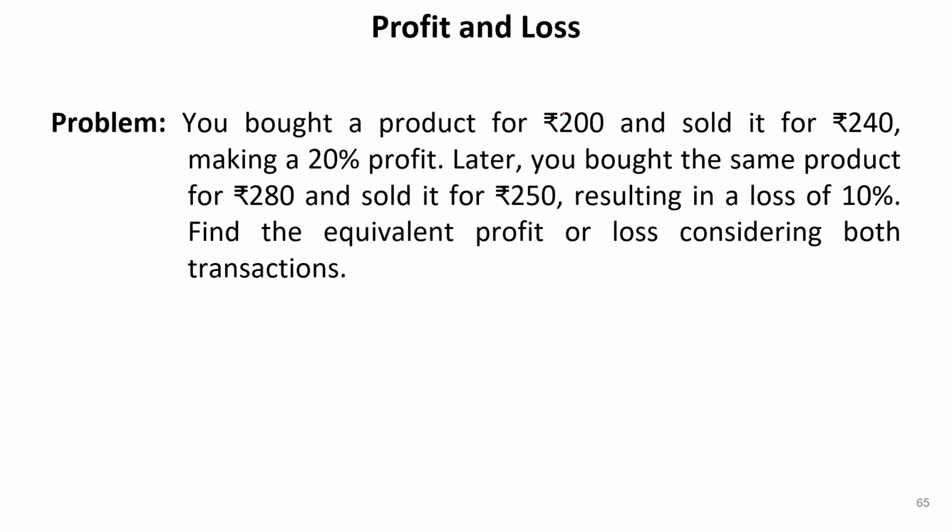So you bought a product for 200 rupees and sold it for 240 rupees, making a 20% profit. Later you bought the same product at 280 and sold it for 250, resulting in a loss of 10%. Then find the equivalent profit or loss considering both the transactions. In the first, what you got was 40 rupees profit.